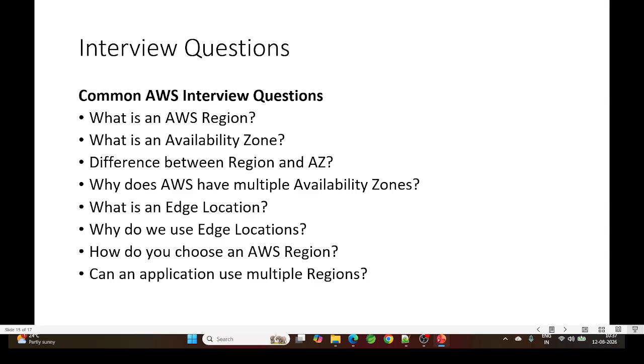So, some of the common AWS interview questions. Make sure you can explain the concept in your own words rather than simply memorizing the definitions. A particularly important question is: what is the difference between the region and availability zone?